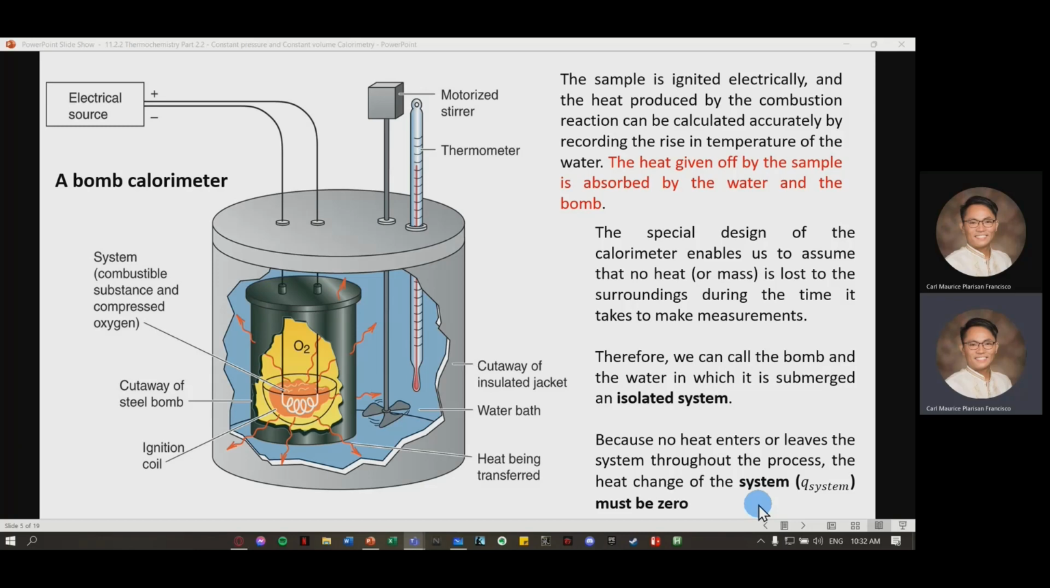Kasi nga isolated system. Walang heat, walang mass na nawawala o dumadagdag. Isolated system. The heat change must be zero. It's because of the special design of the calorimeter. So that's a constant volume bomb calorimeter, in its simplest technical definition.